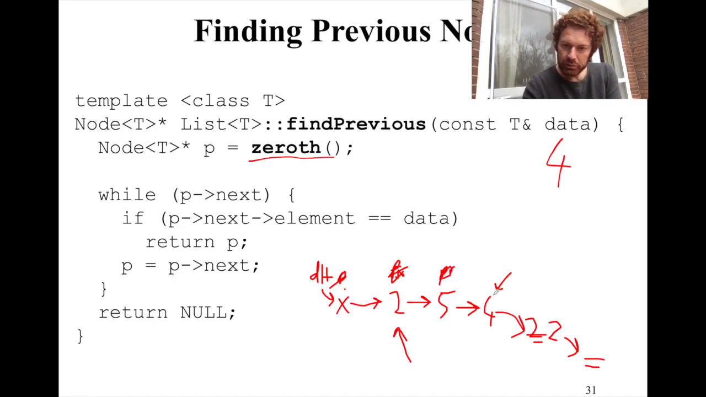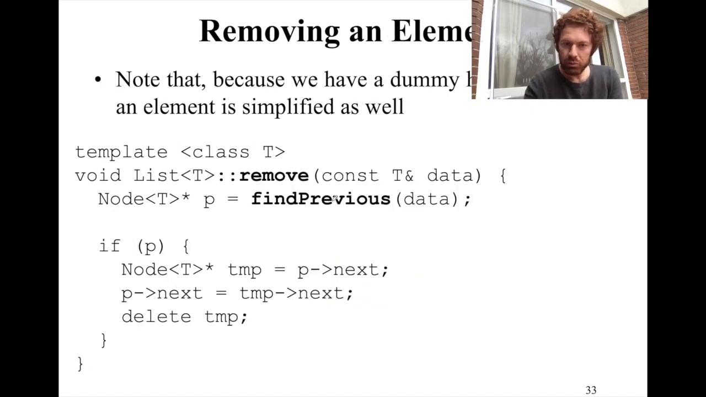Now P.next exists. Continue, and it also has the value that is my victim, which is 4. So it exists. So I return this P, and I stop, because this is my task. Find previous to 4, which is 5. So remove gets that 5.